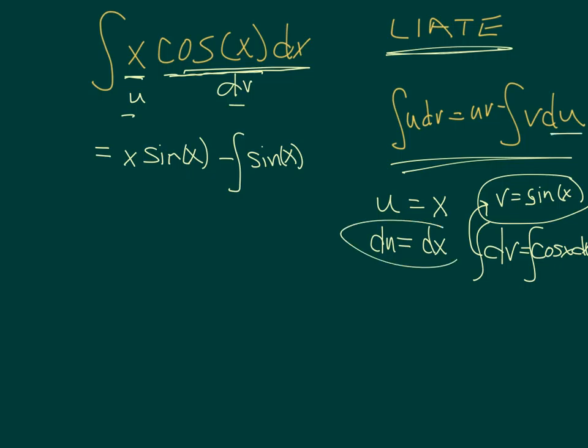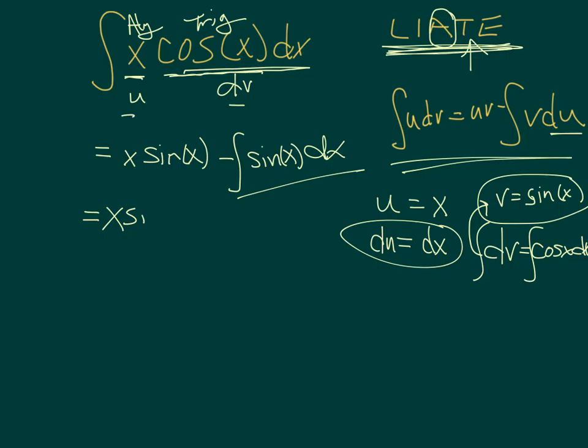Well, du, we said, is dx. Now that we know how to integrate, we chose well. Going back to Nancy's little LIATE way, we have an algebraic part and a trig part. Whichever one comes first in LIATE is the one you want to use for u, and algebra comes before trig. So that's another way to talk about how to find your u. All right, so x sine of x is done.